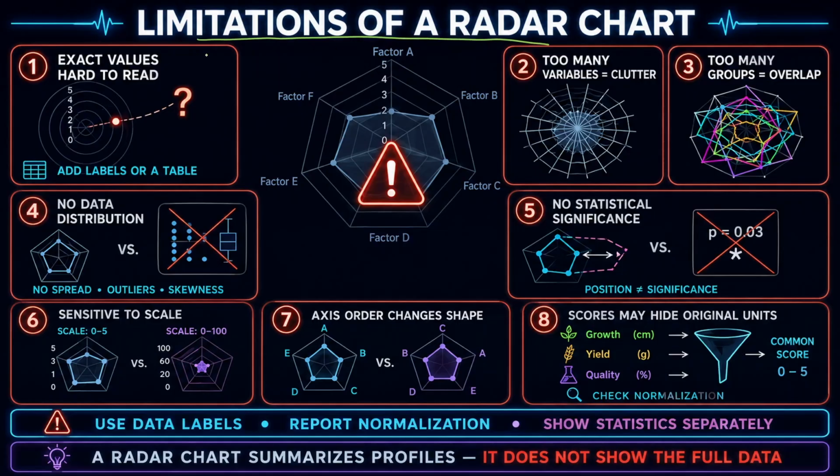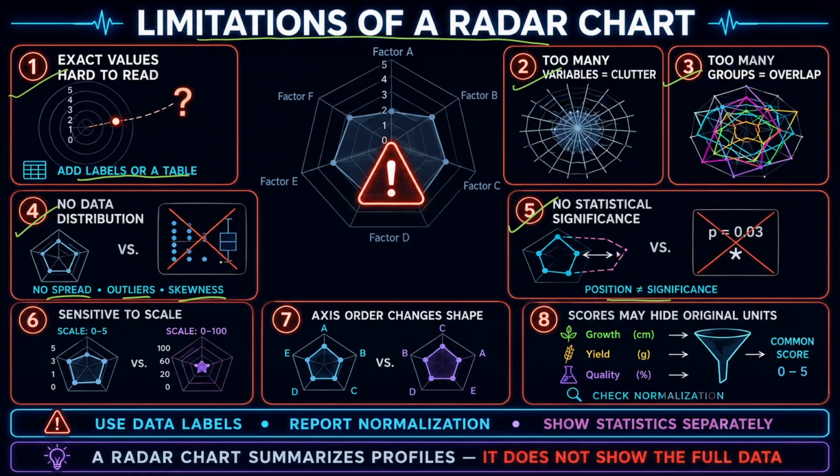First, exact values are difficult to read, so add data labels or a table. Second, too many variables create clutter. Third, too many groups produce overlapping lines. Fourth, a radar chart does not show the data distribution, including spread, outliers, or skewness. Fifth, the position of a line does not prove statistical significance. P-values and other statistics must be shown separately.